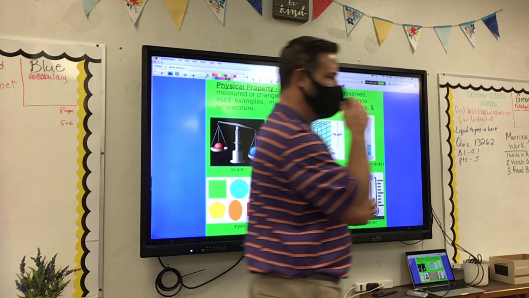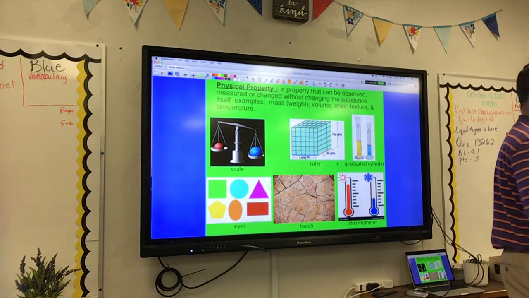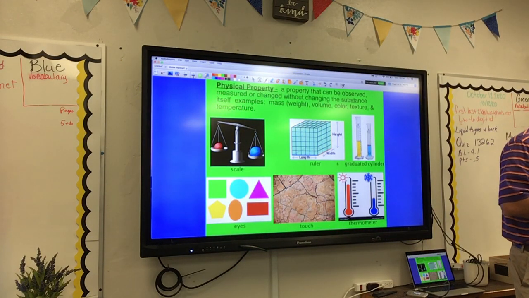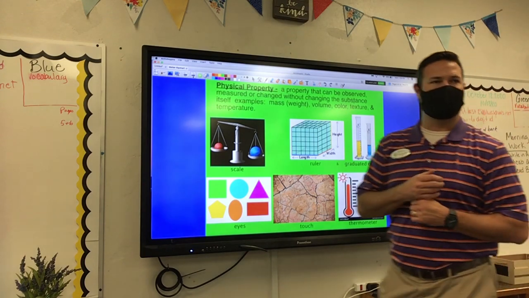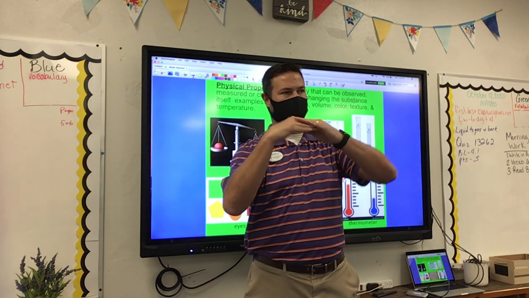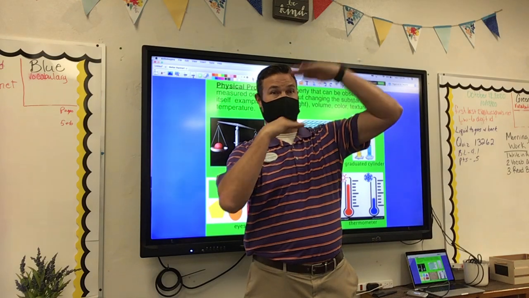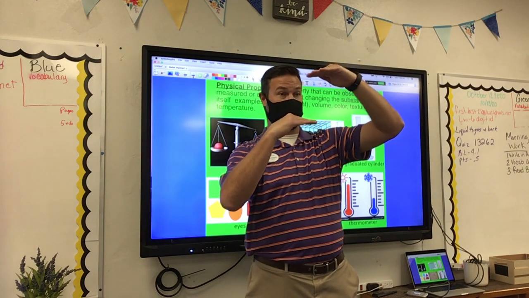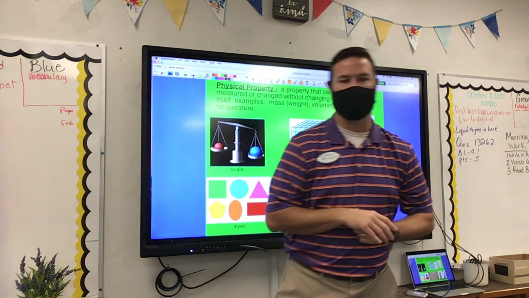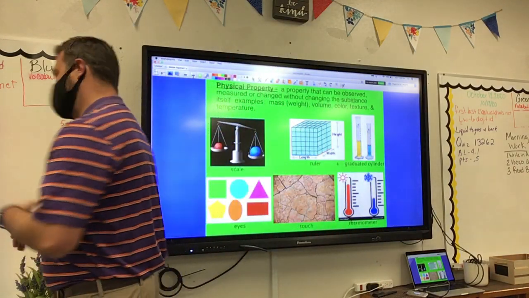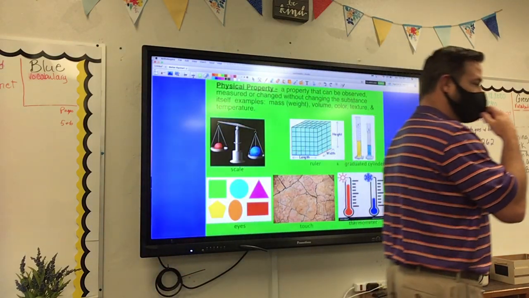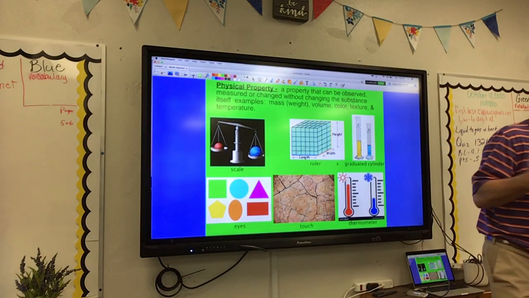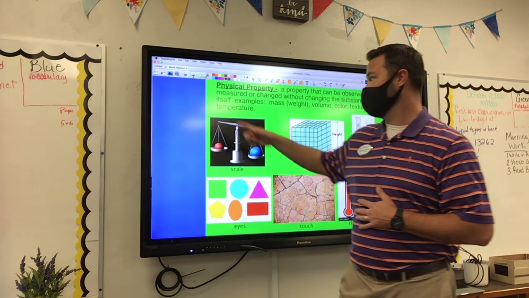How do we measure the volume? How do we measure how much space something is taking up? Right, you put it in water. The water goes from here, you put it in the water, and it moves to here. This space that it took up to push the water out of the way is the volume of something. And we can tell by the texture, by the way it feels. We can tell by our eyes what color it is. We can tell the temperature by using a thermometer.